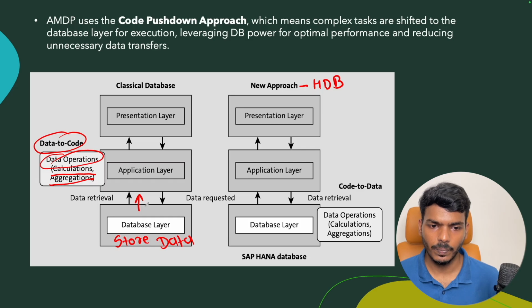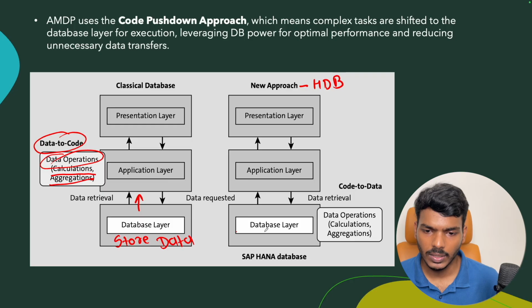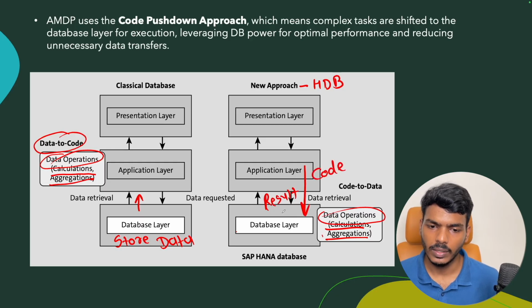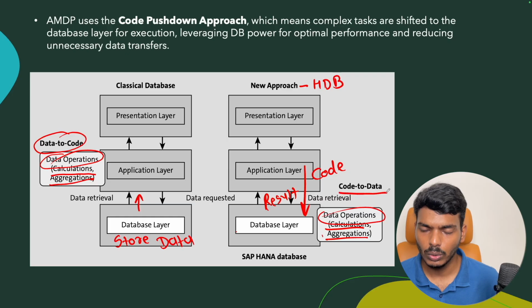In our new approach, we have the same thing: presentation layer, application layer, and database layer. The only difference is that in our database layer we can perform calculation, aggregation, and some kinds of data operations, and we pass the result to the application layer. So from the application layer we are giving code to the database layer, and then the database layer is performing all the calculation, aggregation, and giving the result to the application layer. That's why it is called code to data.